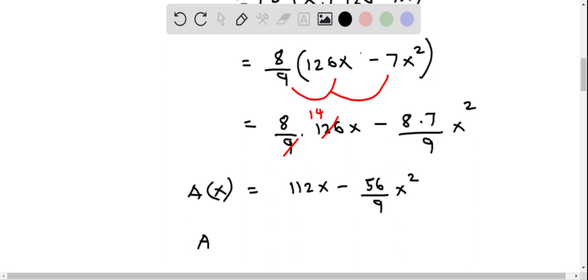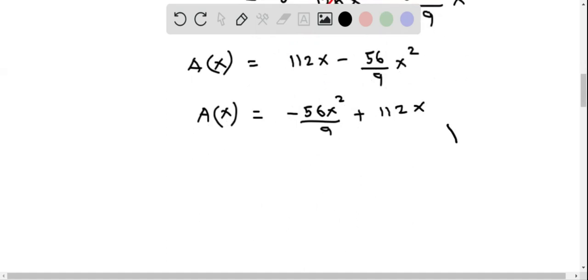In fact, I'm going to write this down by placing the x squared term first. So I write this as negative 56x squared by 9 plus 112x. Now we can clearly see that this is a quadratic expression in x, which means the maximum or the minimum value usually occurs at negative b over 2a, where b is the coefficient of x and a is the coefficient of x squared.